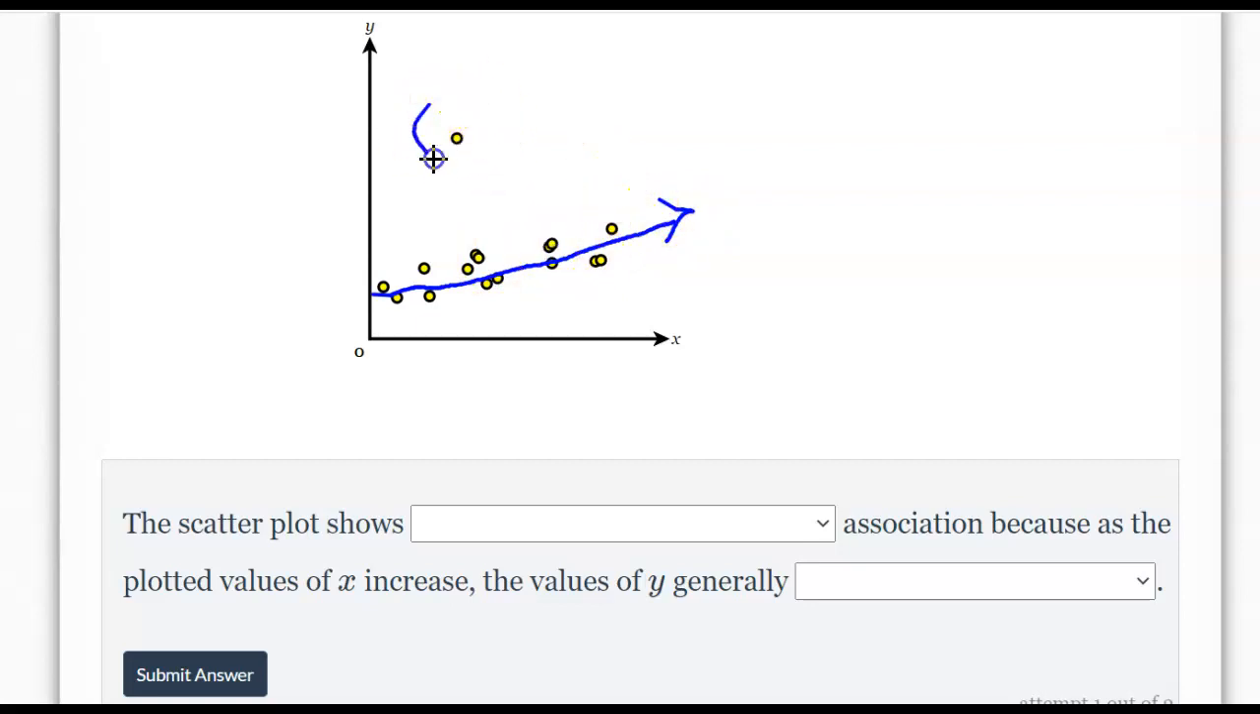Okay, notice that one right up there. Think back, what was that one called? That's right, that one's called an outlier. Because he's way up there. So there is one outlier. So this is showing a positive, it's going up. So what's increasing? X is going up as our Y is going up also.